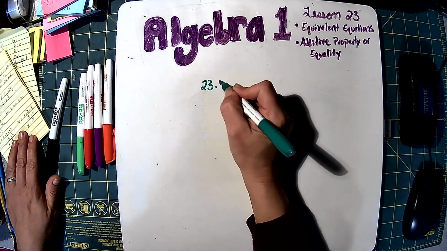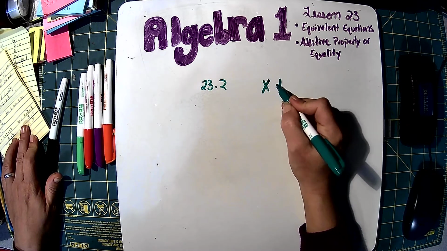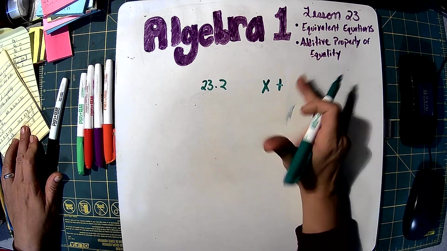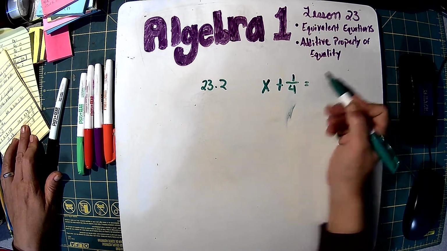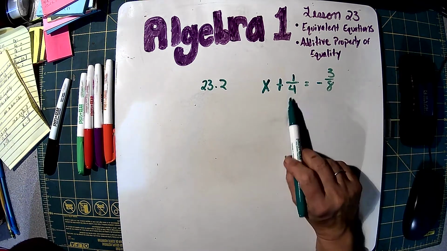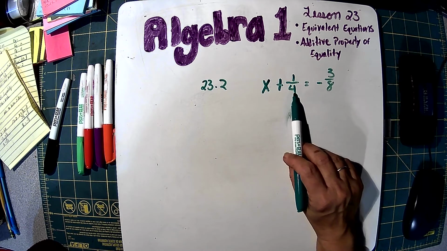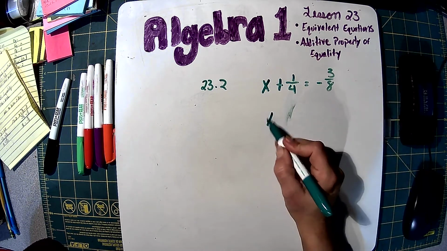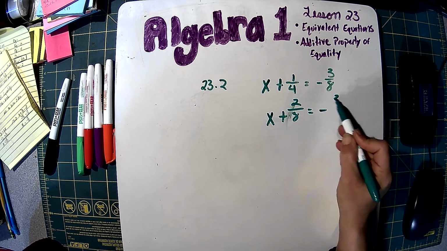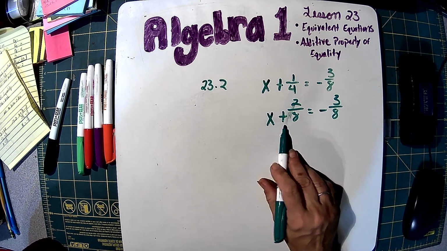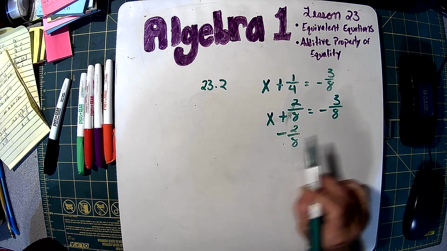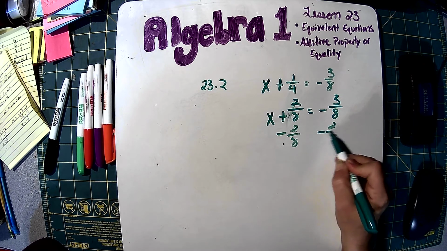This is 23.2. X plus 1/4, oops, wrote 1/3. 1/4 equals negative 3/8. Before I even try to solve this, I'm going to go ahead and find my common denominator here. So I'm going to change my 1/4 into 8s. So that would be x plus 2/8 equals negative 3/8. Okay, plus 2/8, I'm going to do the opposite of that, so minus 2/8. And whatever I do to this side, I have to do this side, so minus 2/8.